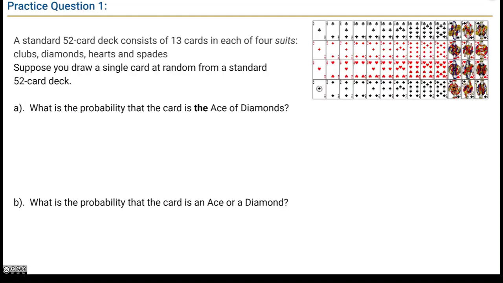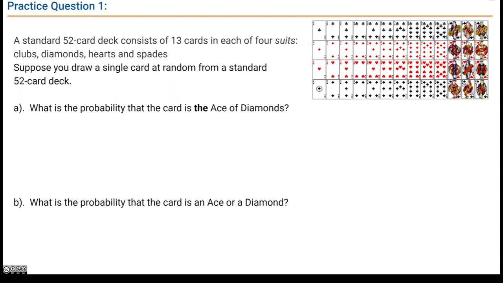All right, so first practice question for you. Go ahead, put it on pause. I am drawing a single card at random from a standard 52 card deck. First, I want to know what's the probability that the card is the ace of diamonds. Second, I want to know what's the probability that the card is an ace or a diamond. Okay, go ahead and put it on pause.